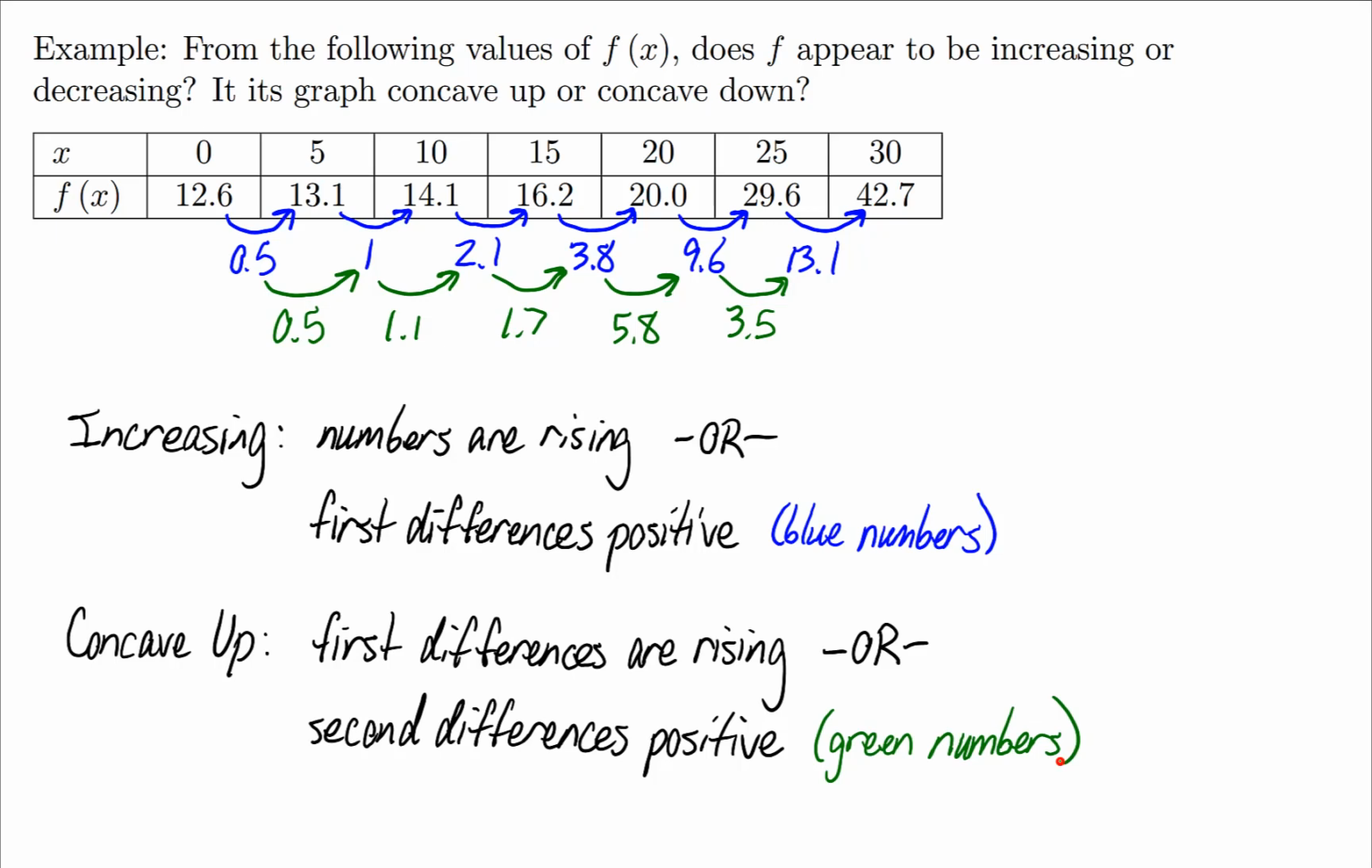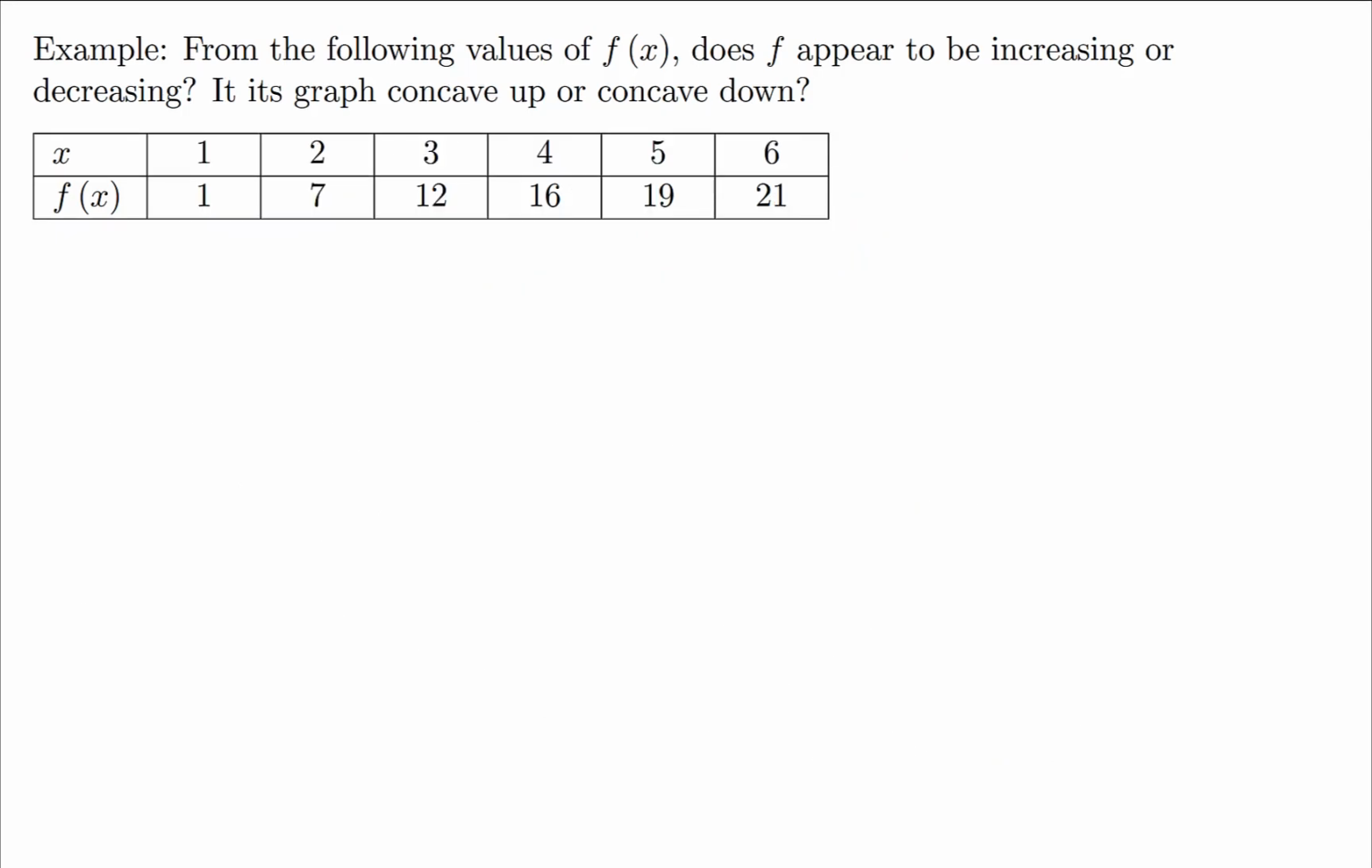These can be a little bit tricky, so we'll do one more example. In this one, let's just go ahead and say, yes, we can tell immediately, this one's increasing. The numbers are clearly rising. Now to figure out concave up or concave down, let's first calculate the first differences again. So we have a rise of 6, then 5, then 4, then 3, then 2. So all of these values are positive, which is not anything to do with the concave up or concave down. The fact that these first differences are positive is just another reason why this thing is increasing.